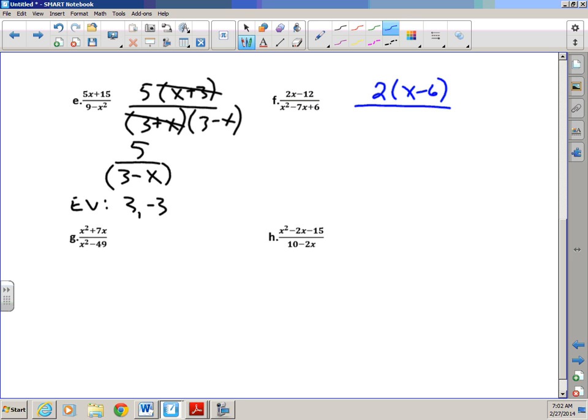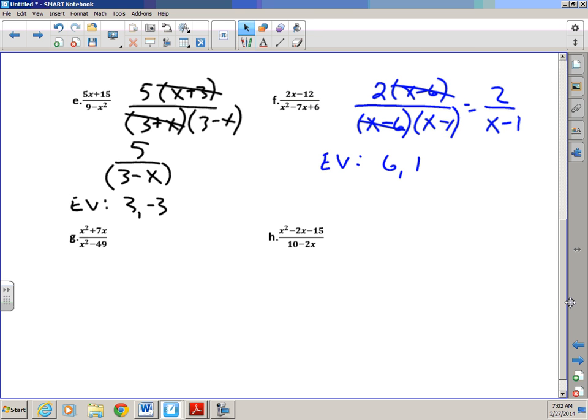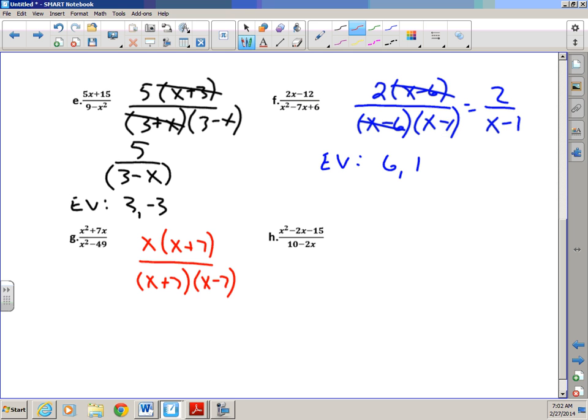2x minus 6. x minus 6, x minus 1. I'm left with 2 over x minus 1. My excluded values are 6 and 1. Factor out x plus 7 over x plus 7, x minus 7. I'm left with x over x minus 7. And my excluded values are 7 and negative 7.